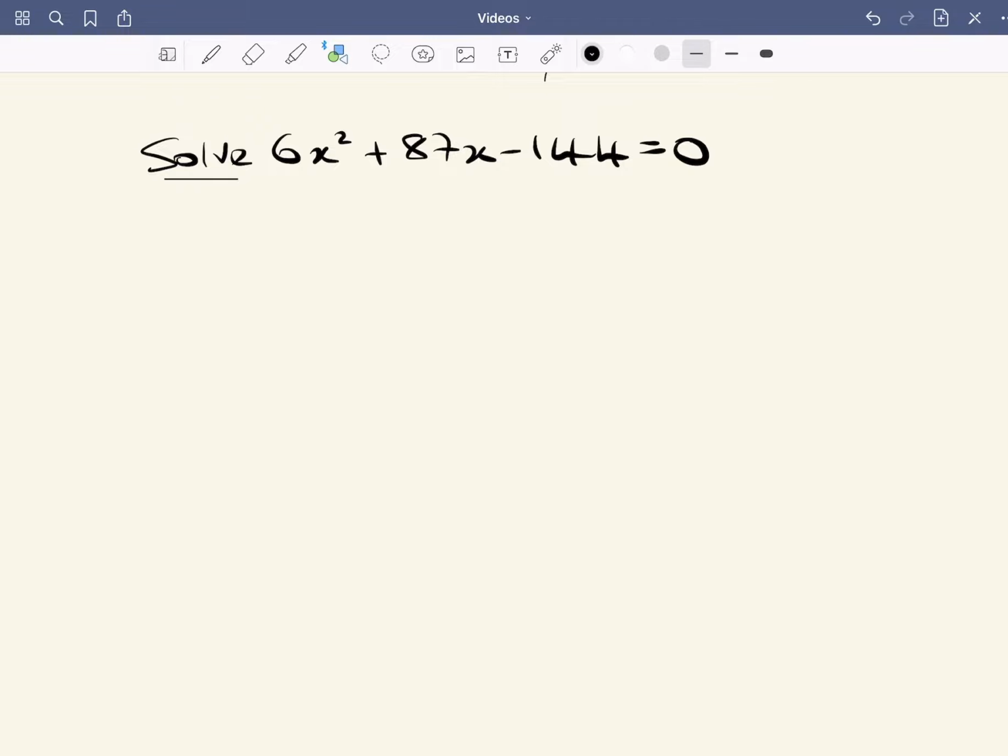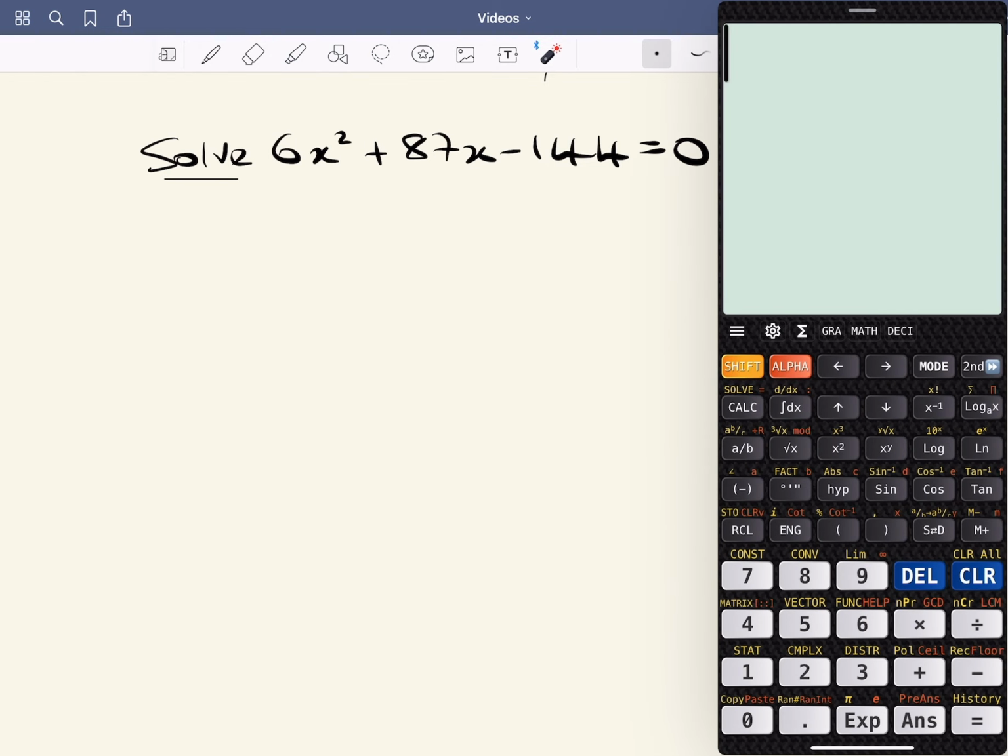And your first instinct might be to try and factorize this into a pair of brackets, but I would say avoid that. The 6 here and the 144 here will mean that there are so many combinations of brackets you might want to look at that it could take you all day. Go to your calculator, because your calculator will help you with this.